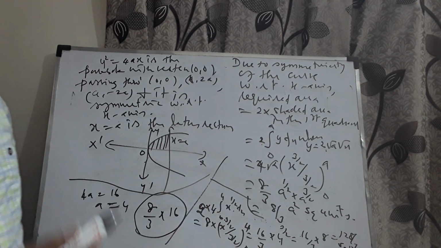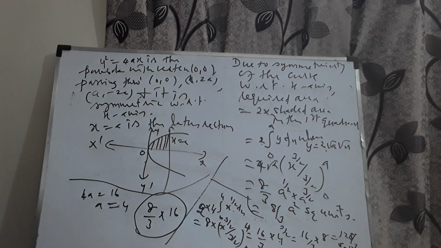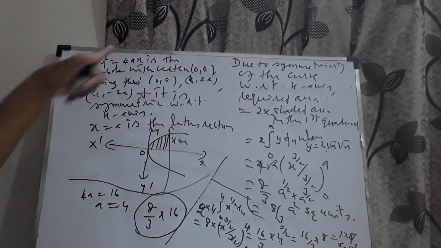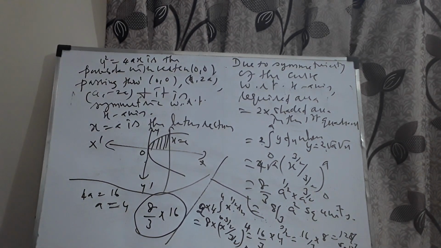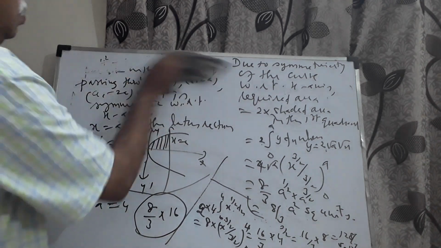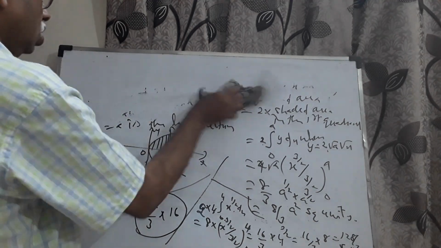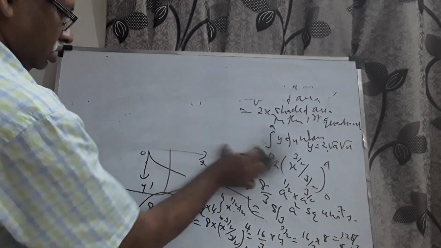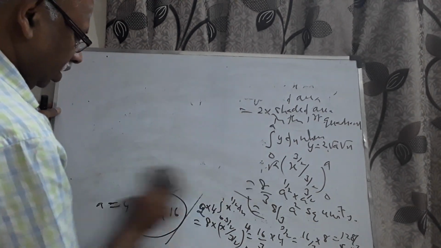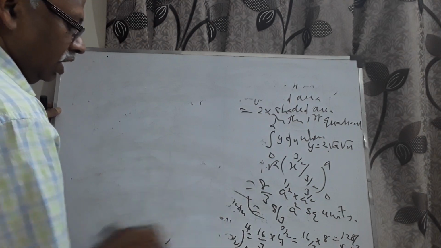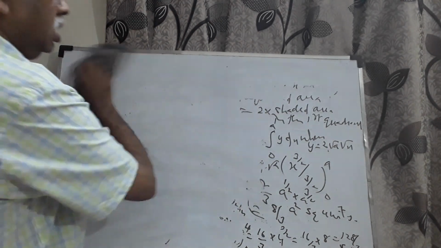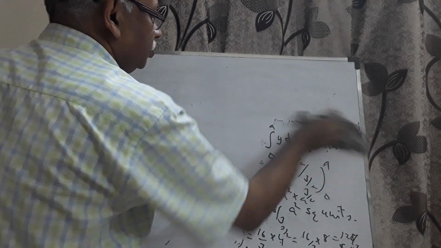Now, for a particular case, you can verify what it is exactly, whether I am able to get 8 by 3 a square or not. For a particular value of a, you can check what the final answer is. In your competitive examinations, you can put a tick mark. 8 by 3 into a square is how much. You can easily write the answer quickly without even calculating. This is the area bounded by the latus rectum of the parabola in general.